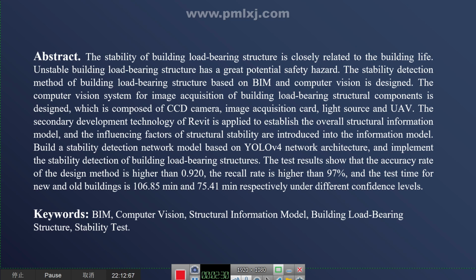And the test time for the new and old building is 106.85 min and 75.41 min respectively, under different confidence levels. Keywords: beam, computer vision, structural information model, building load-bearing structure, stability test.